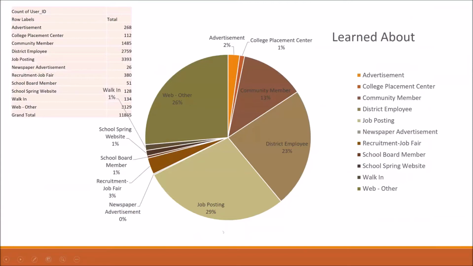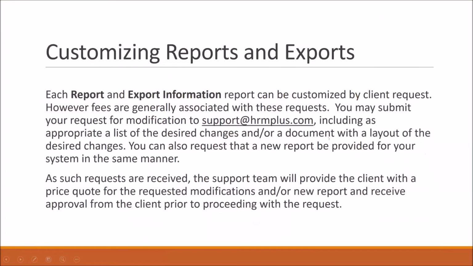And from that pivot data, I was able to create a graph and show that the majority of our applicants are finding out about us from the web, or our job postings on the web. A lot of them are also hearing about us from district employees and so on. So that might be helpful information just to see where we are getting our applicants from. So that's another way you can use data in the system. If that makes sense. Okay, so I'm kind of rambling.